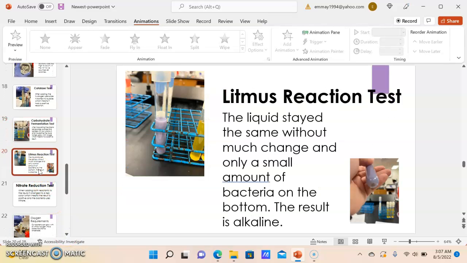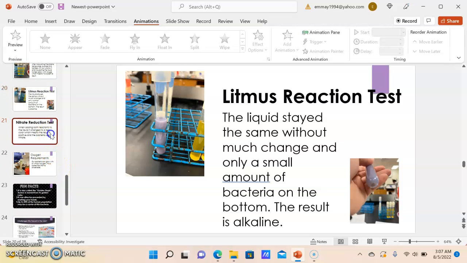So the litmus reaction, the liquid stayed the same without much change and only had a small amount of bacteria on the bottom. This result is alkaline. So as you can see on the bottom, there's just a little bit of residue from the bacteria, and it stayed the same color, pretty much.